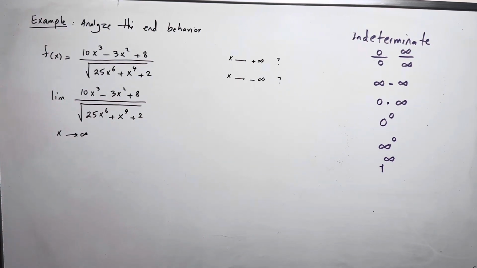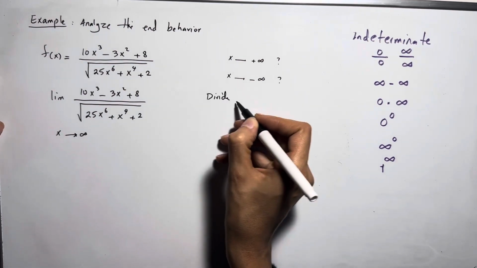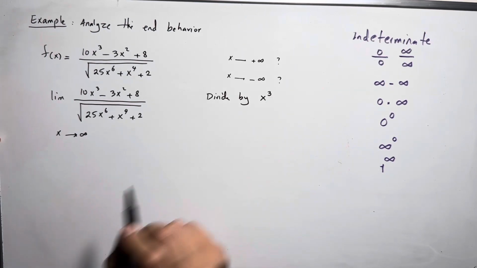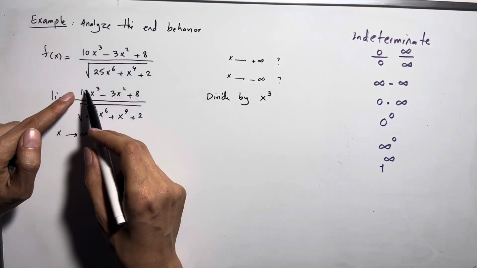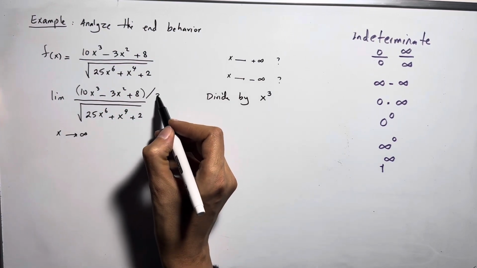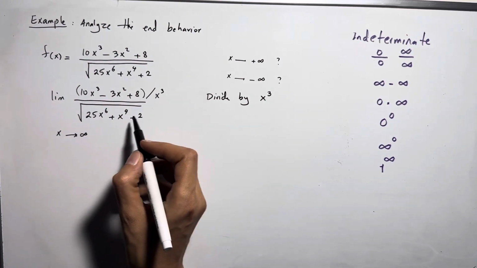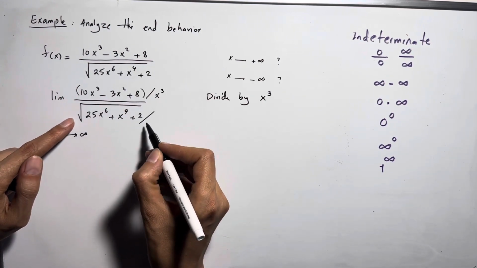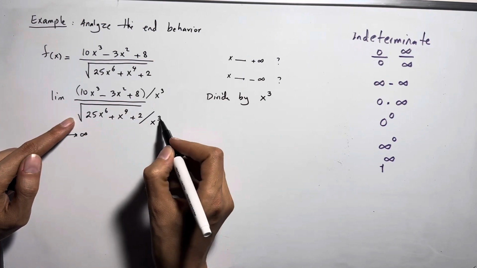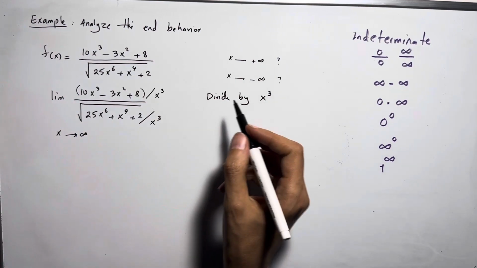What are you going to do? You're going to divide by x to power 3. So basically, you're taking each one of these terms and dividing them by x to power 3. And here, if you divide this by x to power 3, it means that you can enter this into the radical as x to power 6. So let me show you.